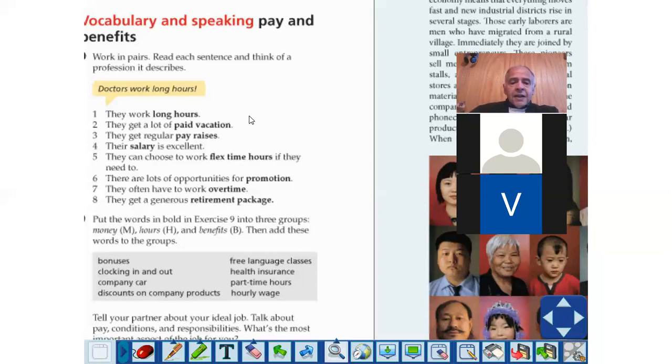Okay, Kimberly, they get regular raises. Pay raises. What do you understand by that? From time to time, they will get a higher salary. Right. Without you asking for it, the company can give you some more money. There is a rise in your salary. So those are pay raises.